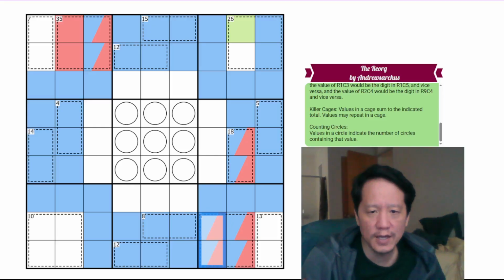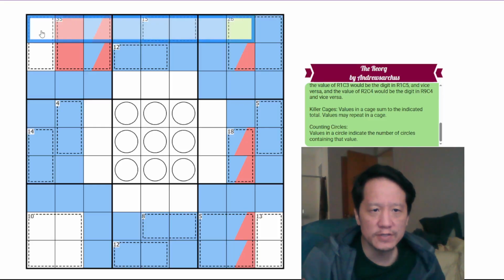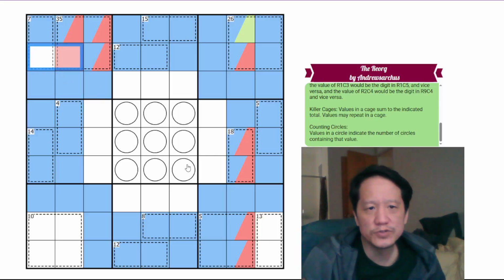So these can't be swapped because there's no swapper available around any of them. So this must be swapper, which swaps that and this cell. So this is not swapper. That means this can't be swapper here. Whoops. Blue. One of these two is swapper.